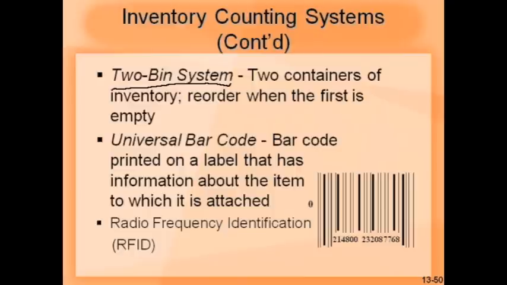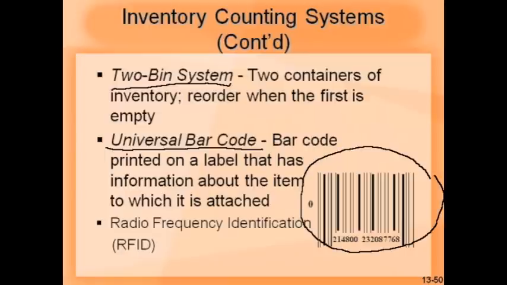People also use the universal barcode for monitoring and controlling inventory nowadays. A barcode, as you know, is printed on a label that has information about the item to which it is attached. One typical example is given here. If you look at the numbers, 0 here means grocery. Then the second set of numbers relates to the manufacturer. And this third set is the specific item.